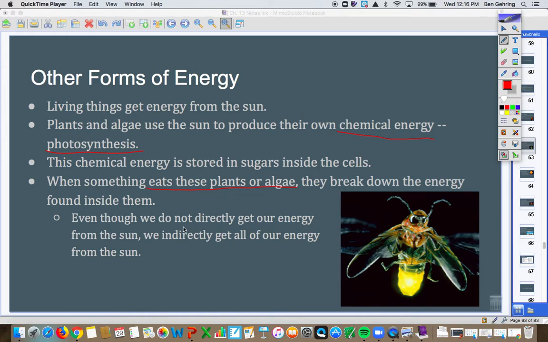We get our energy from them. So even though we don't directly get our energy from the sun, we get all of our energy in some way, shape, or form from the sun. Every bit of energy you've ever had came from the sun at one point in time. The plants used it, converted it to something that we can use. We ate plants, and we got our energy.